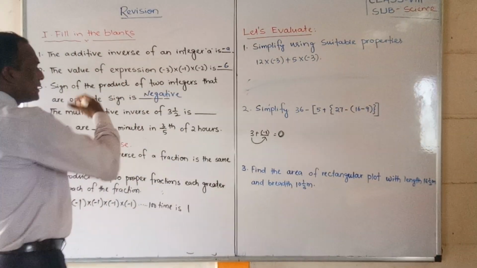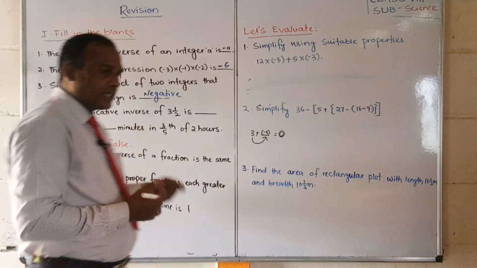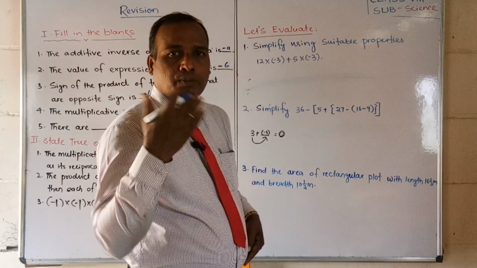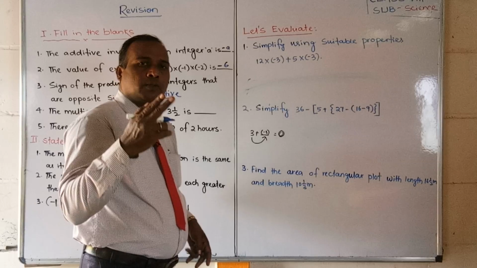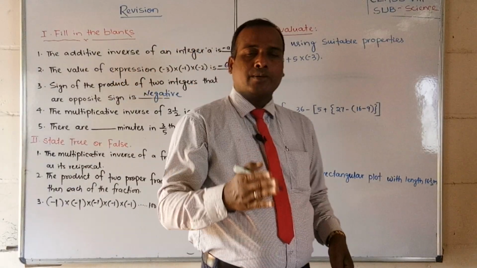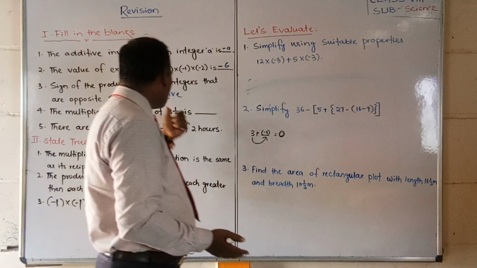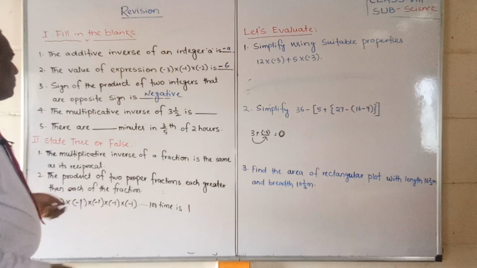When you multiply two same signs, you will get positive. When you multiply two opposite signs, you will get negative. Whenever you multiply two same signs, the answer will come positive.